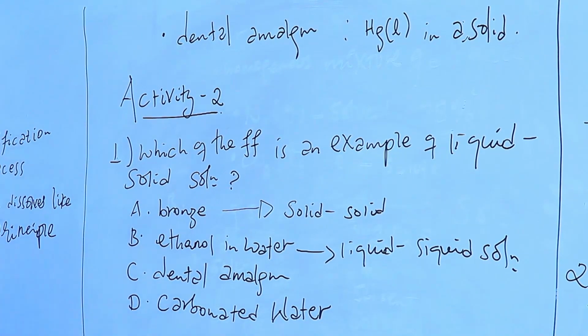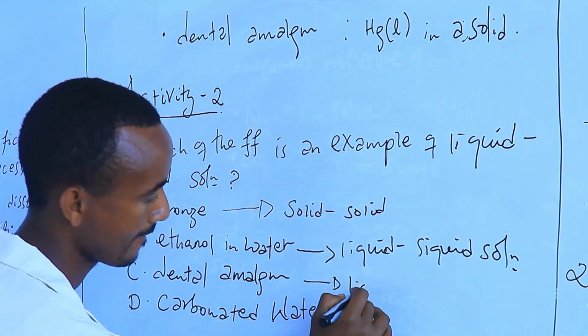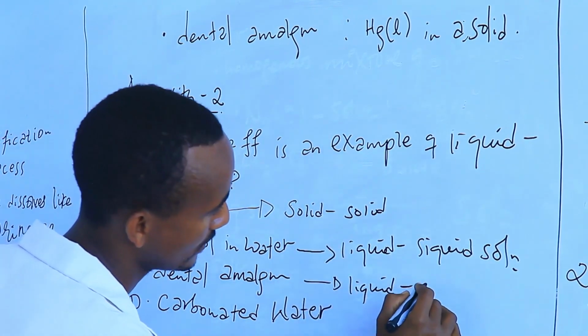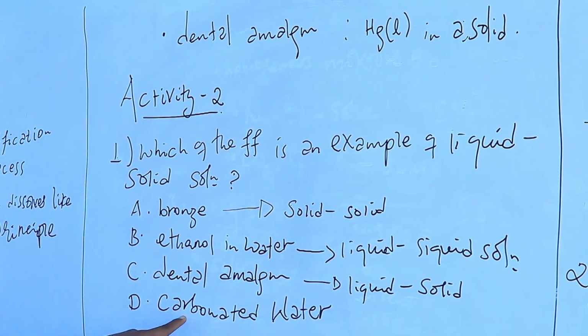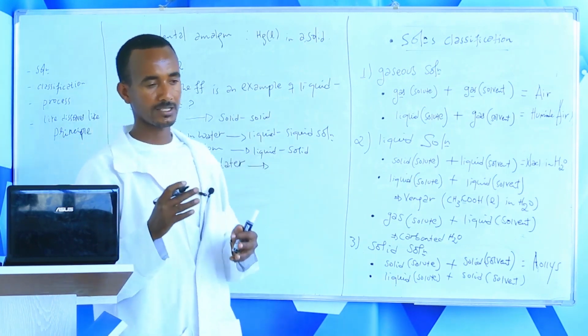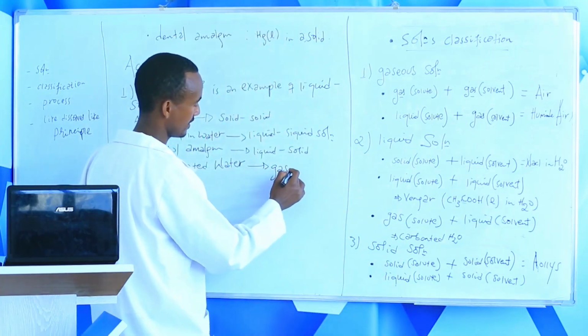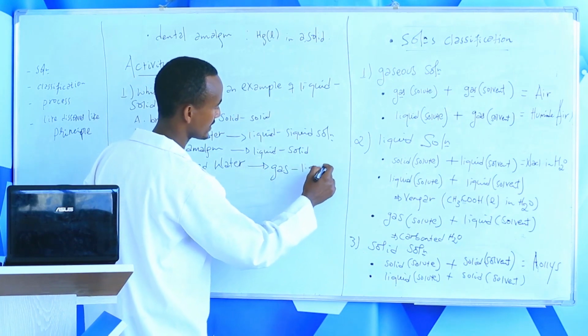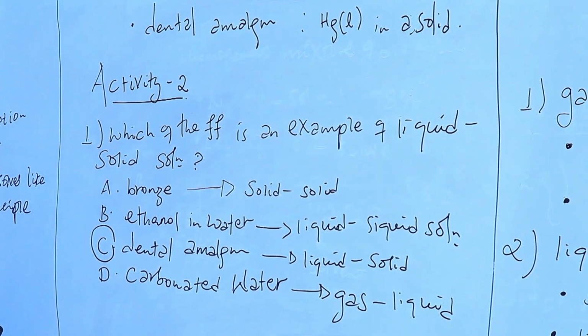And the third one is dental amalgam. Dental amalgam is a solution which is made by dissolving liquid mercury in a solid solvent. Therefore, it's a liquid solid solution. And carbonated water is made by dissolving gaseous carbon dioxide with the help of pressure in water. Therefore, it is a gas liquid solution. So the answer will be dental amalgam. If your answer is just like this one, it's good work.